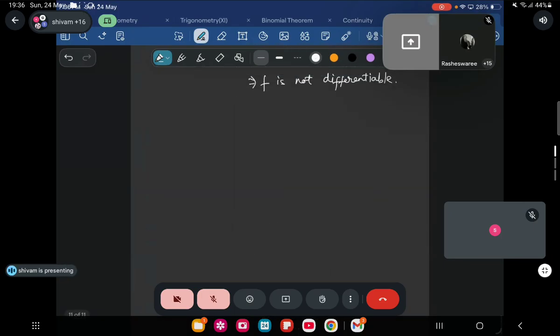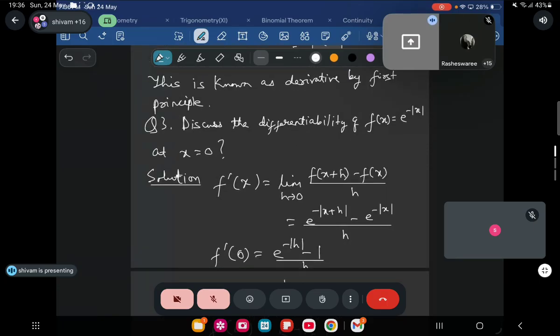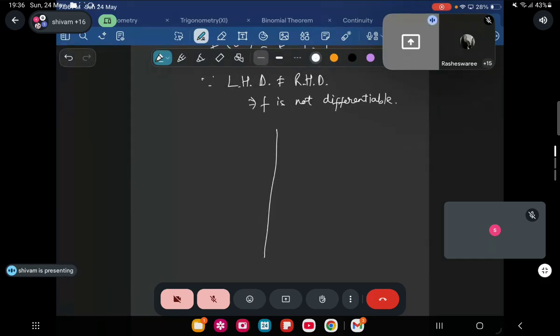Also, you see, how will the graph look like? E to the power minus mod of x. When x is 0 plus, this is the graph of e to the power minus x. Do you remember the graph of e to the power minus x? Yes or no? When h tends to 0 plus, it will be the graph of e to the power minus x. So I think the graph will look somewhat like this.